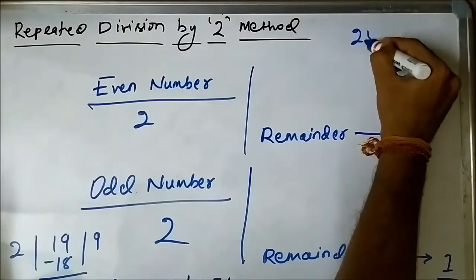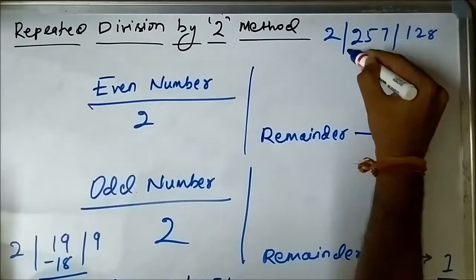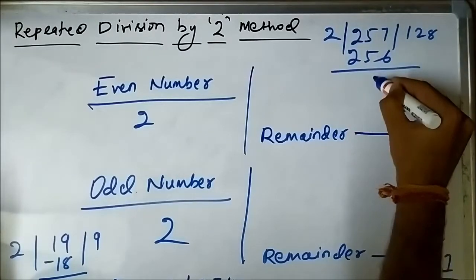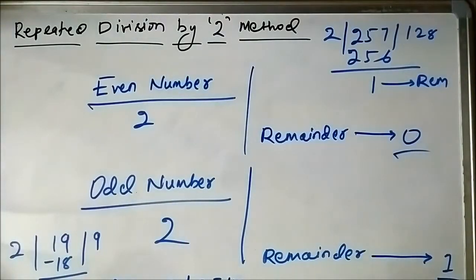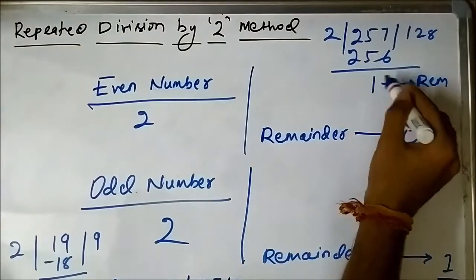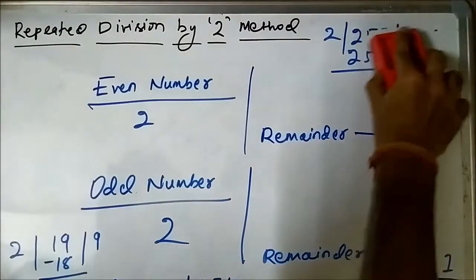Suppose 257 by 2, 128, 256, the remainder is 1. So always when we divide an odd number by 2, we will get a remainder of 1. We need a string of ones and zeros because binary numbers allow only ones and zeros. That's why this repeated division by 2 method came into play. So let's see how we can use this method to convert any given decimal number into binary form.